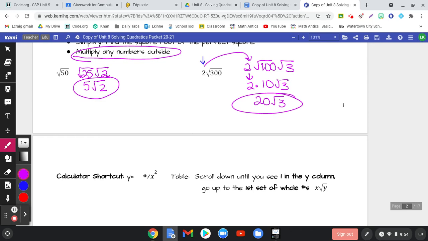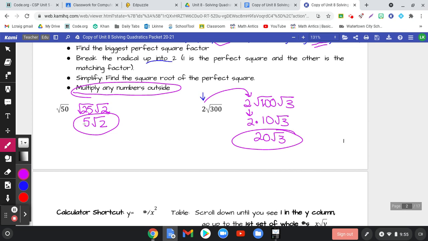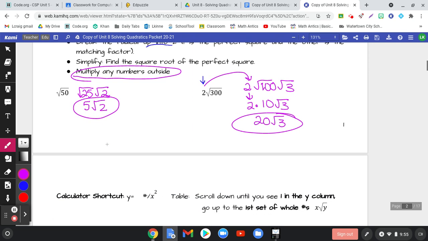Welcome back, everybody. In our last video, we talked about how to simplify radicals. You want to look for a perfect square that goes into it, the largest perfect square, and you break it up. So 50 would be 25 times 2. Square root of 25 is just 5, so you lose that radical and keep the radical 2.